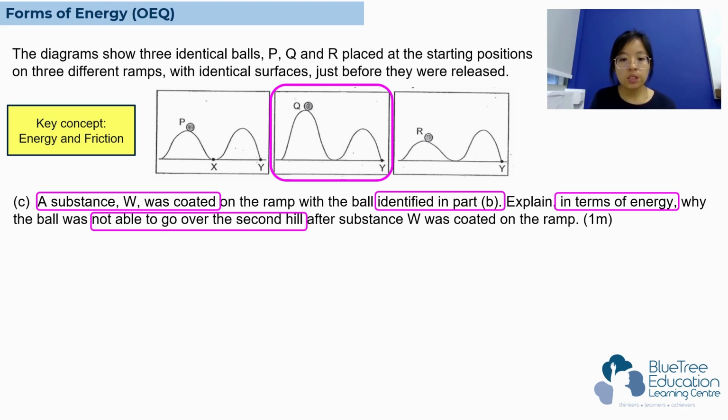Okay, so this is because substance W has caused the surface to be rougher. So what will happen is that the ball Q will go down and it might move slightly up on the hill, but it will eventually fall back down.